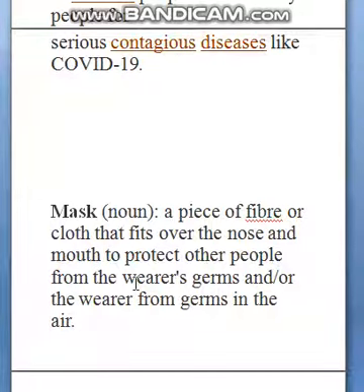Next word, mask. A piece of fiber or cloth that fits over the nose and mouth to protect other people from the wearer's germs and or the wearer from germs in the air. The World Health Organization recommends that people should not wear masks unless they may be carrying COVID-19, to protect other people, or caring for anyone suffering from COVID-19, to protect themselves. But in India, a mask is a must once they are moving out of home.